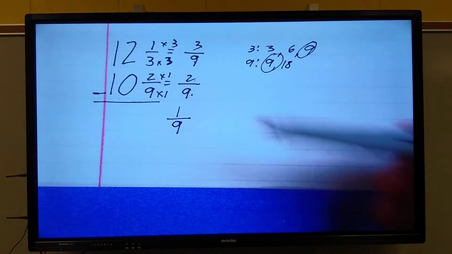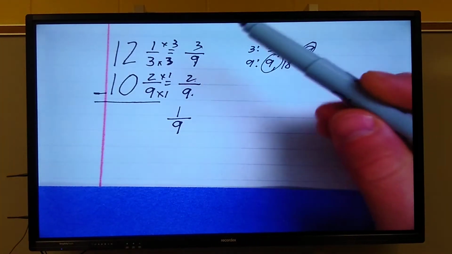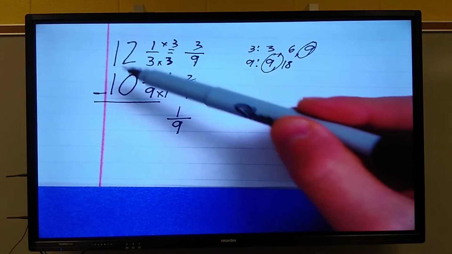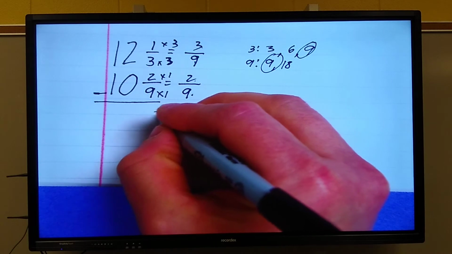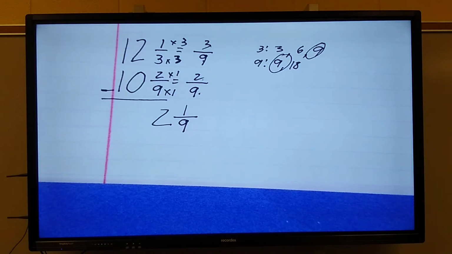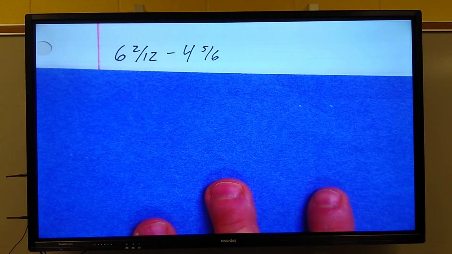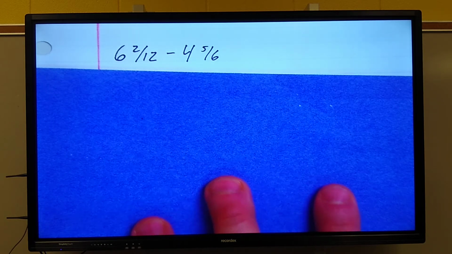Now I got to ask myself the two questions. Is this an improper fraction? No. Is this in simplest form? It is. So now I can subtract my whole numbers. 12 minus 10 is 2, and there's your answer. 2 and 1/9. Now, this set of mixed numbers you will have to borrow. Do that now. Solve this problem. Pause the video.